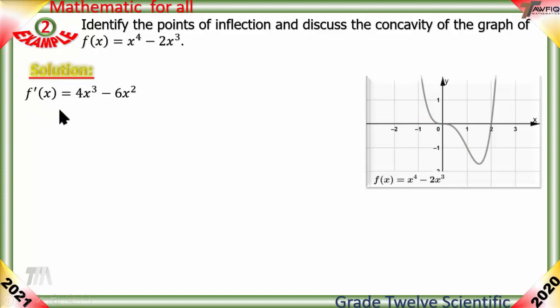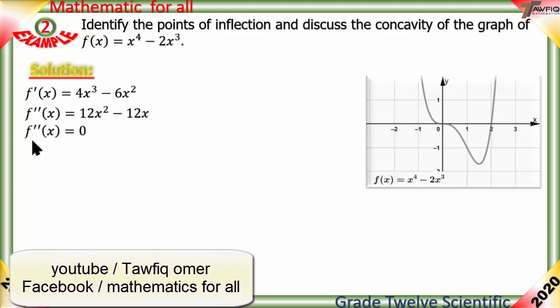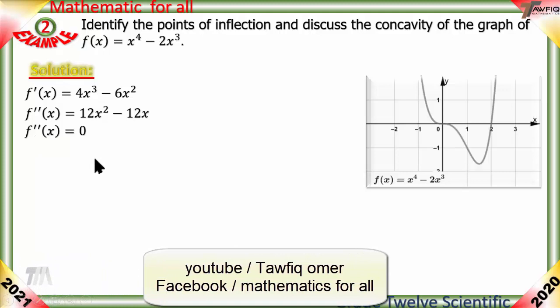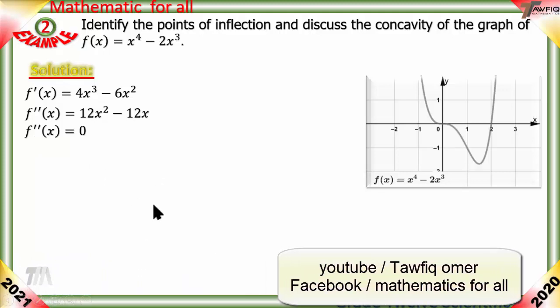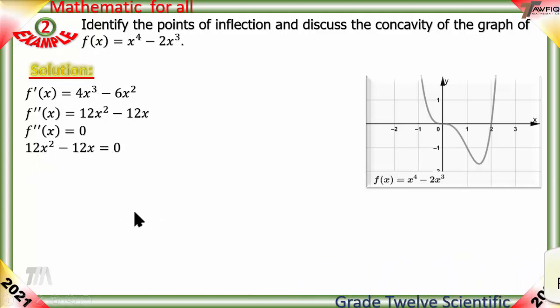F prime of x is equal to 4x cubed minus 6x squared. By taking the derivative of this function, we take the second derivative: 3 times 4 is 12x squared, minus 2 times 6 is 12x. Make the second derivative f double prime of x equal to 0. And now take 12x squared minus 12x equal to 0. You have a common factor 12x; take it out, so 12x times (x minus 1) is equal to 0.